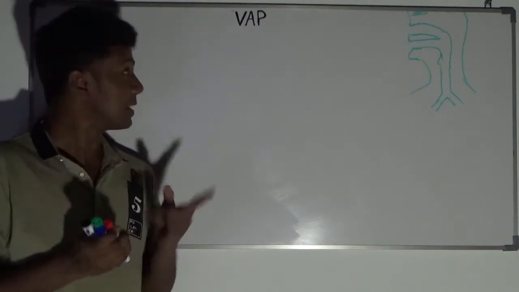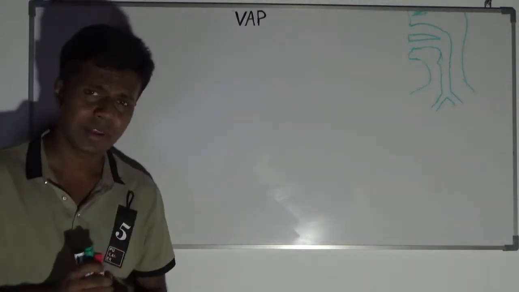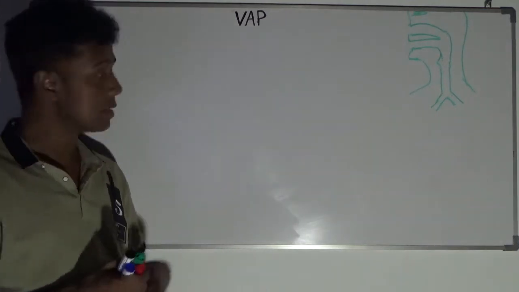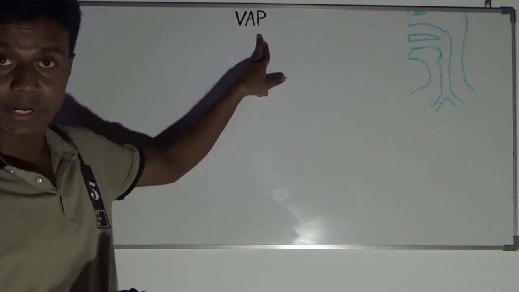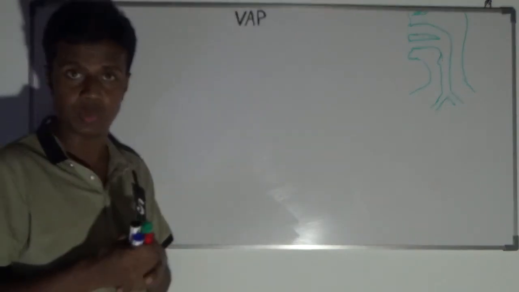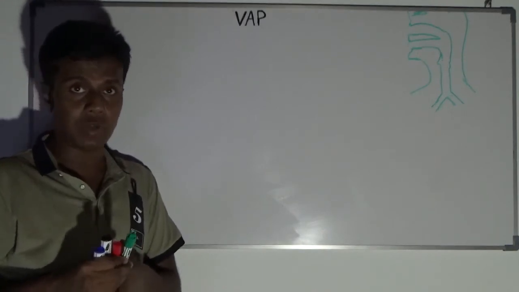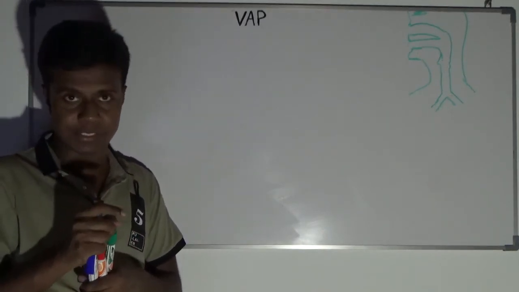Today we will see what is VAP. VAP means ventilator associated pneumonia. Some books describe it as ventilator acquired pneumonia. Due to ventilation, the patient acquires pneumonia. To say ventilator associated or acquired pneumonia, you should ventilate the patient first.